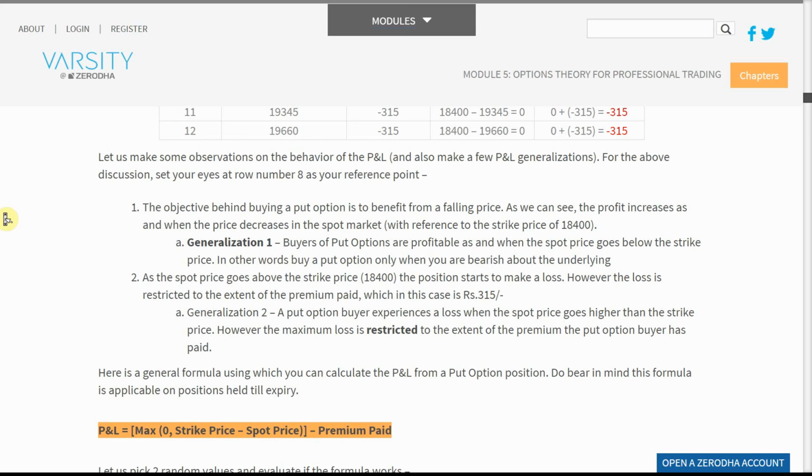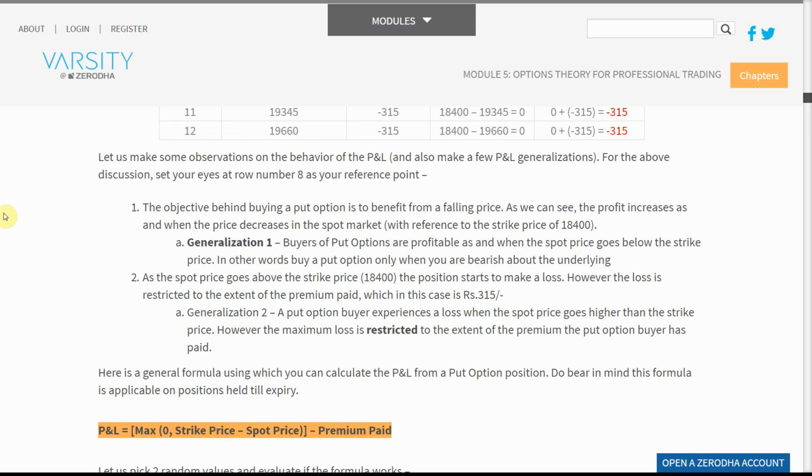Generalization 1. Buyers of put options are profitable as and when the spot price goes below the strike price. In other words, buy a put option only when you are bearish about the underlying. As the spot price goes above the strike price, 18,400, the position starts to make a loss.